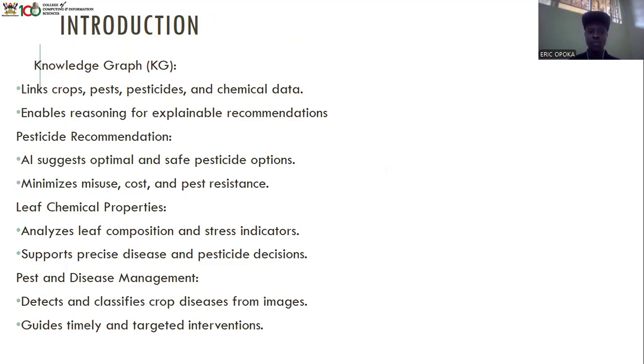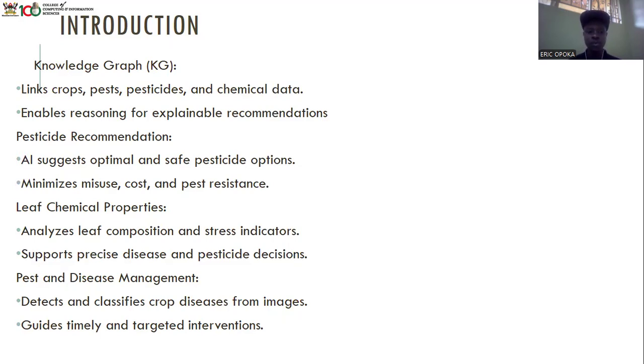This one explains reasoning for explainable recommendation. Next we have pesticide recommendation. These are the pesticides we recommend to a particular farmer from the knowledge graph. Since we shall connect all the four major entities, the CSV data which we created, it will come up with a pesticide recommendation which is precise for this case.